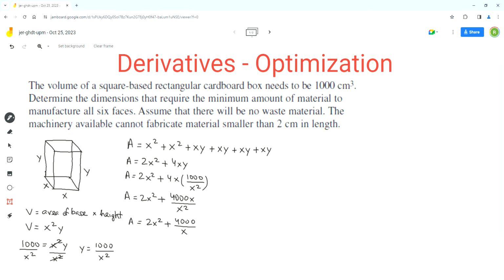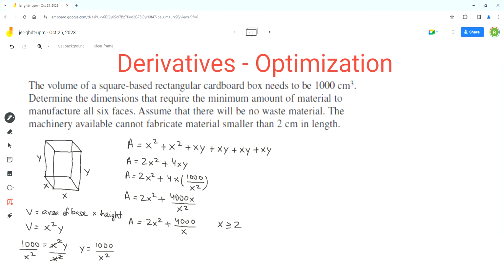Now we can write the domain for this area equation. So we are given that the machinery cannot fabricate material smaller than 2 centimeters. That means the lower limit for x is 2. So x should be greater than or equal to 2.